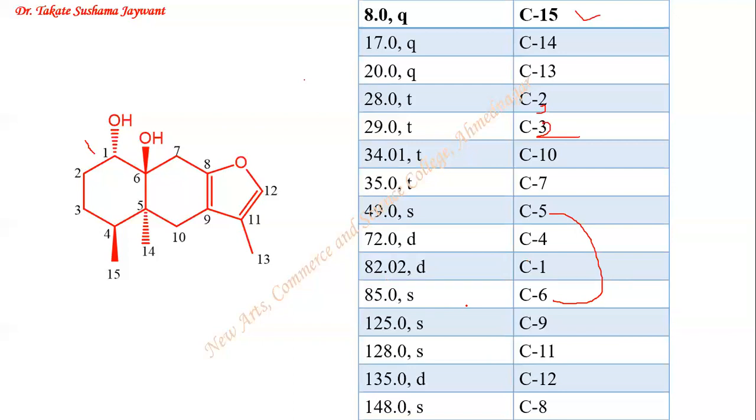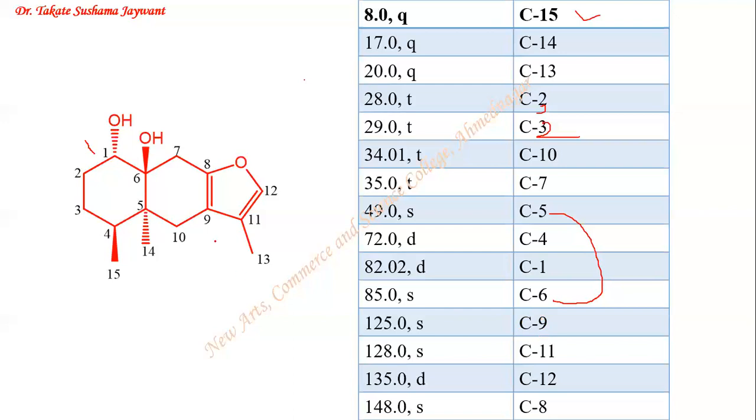Next is 125 singlet, that is corresponding to the C9 carbon. The total remaining signals are for C8, C9, C12 and C11. So among these, if you look, C9 can be shielded as compared to C11 or C12. So if I look at this 125.0 singlet, is it because of C9? But a 128.0 singlet is also there.